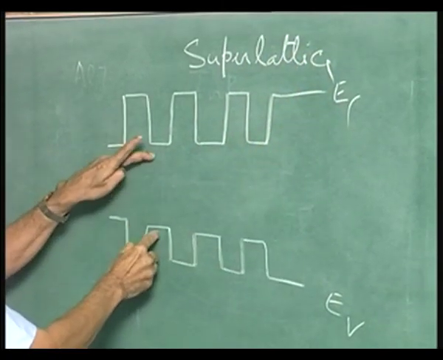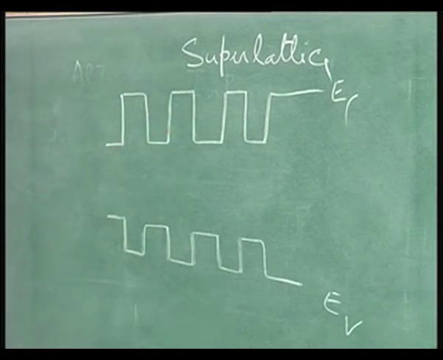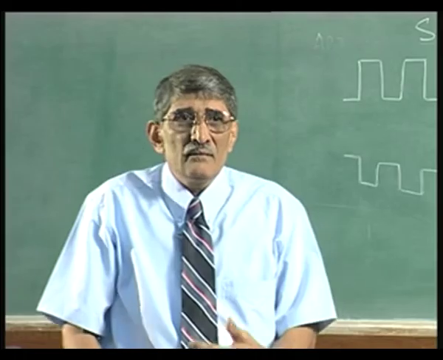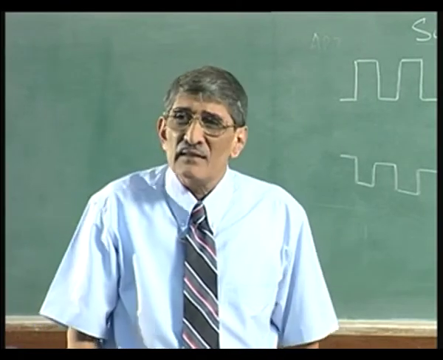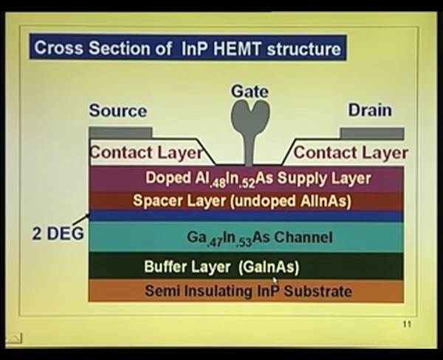Wide band gap, narrow band gap, wide band gap, narrow band gap. How many layers you want is your choice. You may have 10 angstroms, 10 layers you put like that, you get 100 angstroms. In fact, this layer should be as thick as possible. This is a buffer layer which absorbs all the defects from here, at least a 0.8 micron layer.